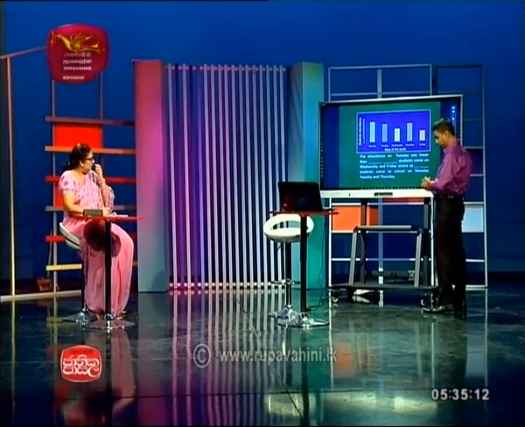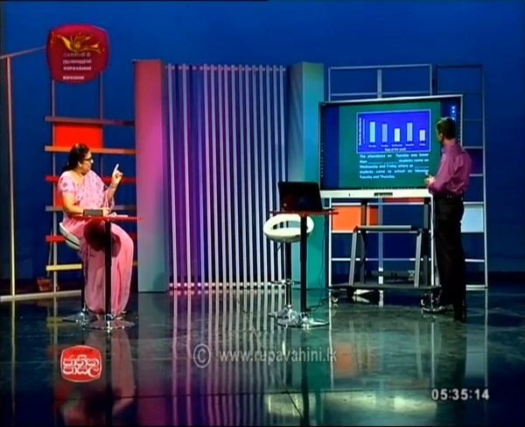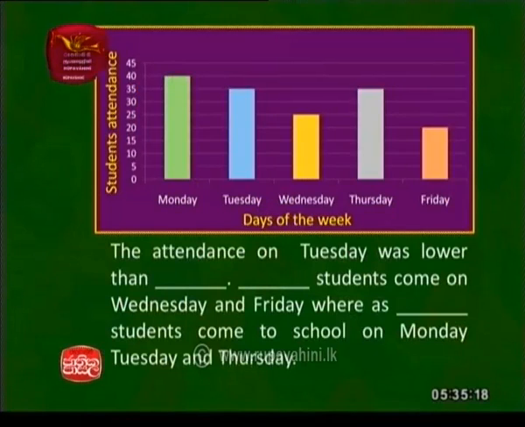Again, we are comparing Tuesday with the lower. You see, Tuesday and low is either Wednesday or Friday. The attendance on Tuesday was lower than, yes, Monday. Right? It's lower than Monday.